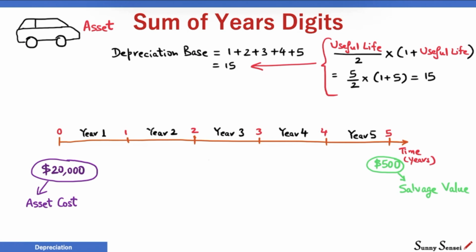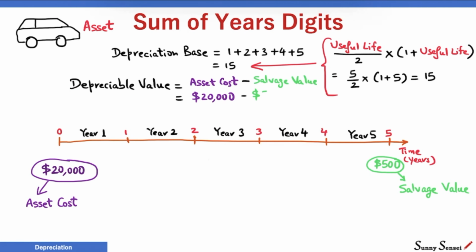It works. Next, we find the depreciable value, the value that has to be depreciated across the useful life of the asset. It is simply asset cost minus the salvage value. 20,000 minus 500, we have $19,500 as depreciable value.